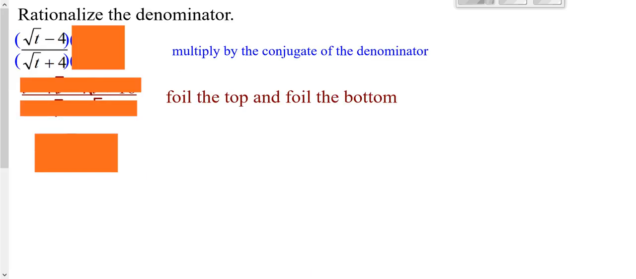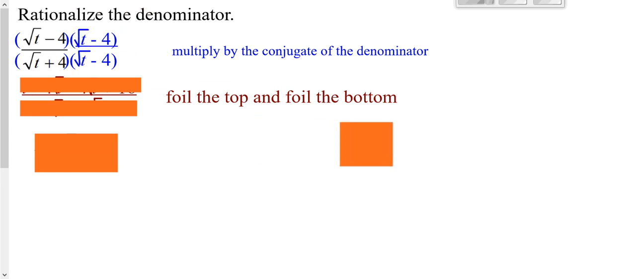Next problem, we need to rationalize the denominator. If you only had one root here, you'd multiply the top and the bottom by that same root. But we have two terms here. Terms are things added together. One of them has a root, the other does not have a root. So then you want to multiply the top and the bottom by the conjugate. We're trying to rationalize the denominator, so we do the conjugate of the denominator, which is the same, but you flip the sign in between.